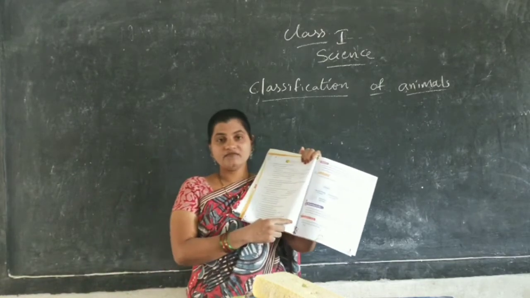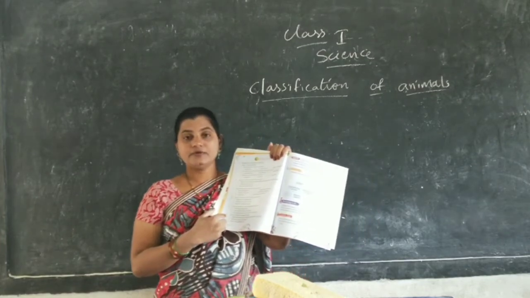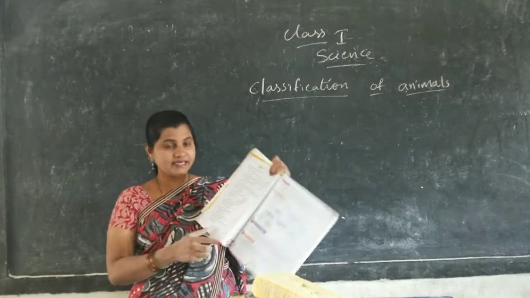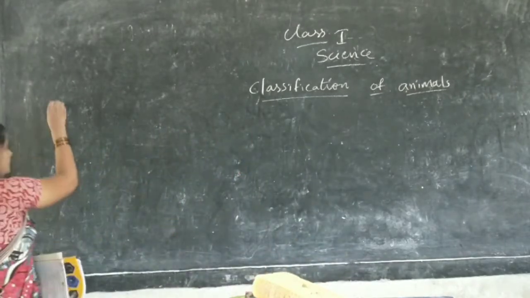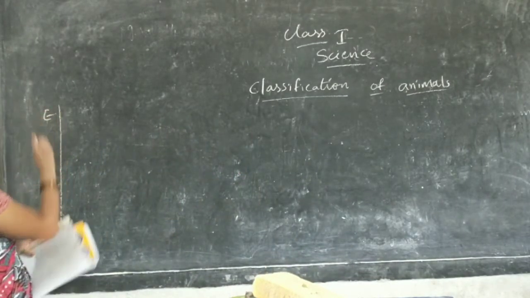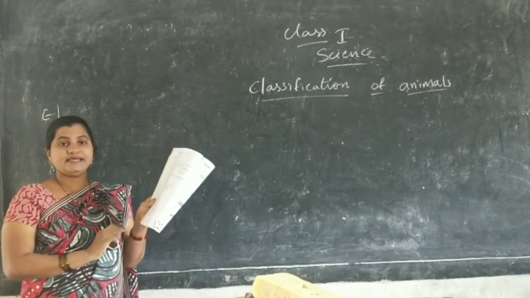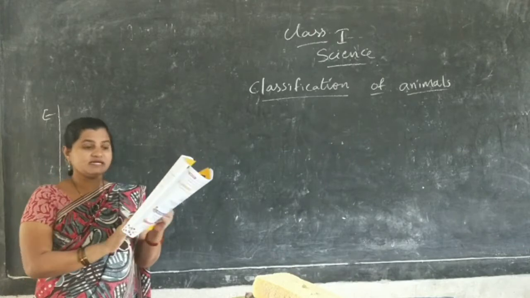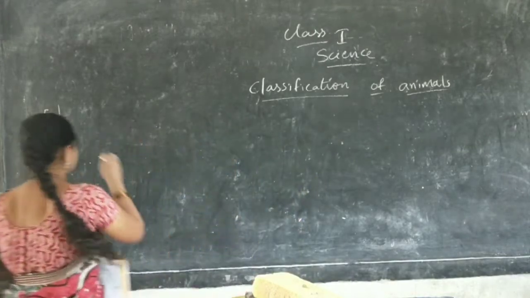Space may be not enough. F bit answers, you have to write in your fair notebook. Okay. Now write, what is the first bit? E. Bit number E. Give one word for each one of the following. Then what is the first one? A bird that cannot fly.